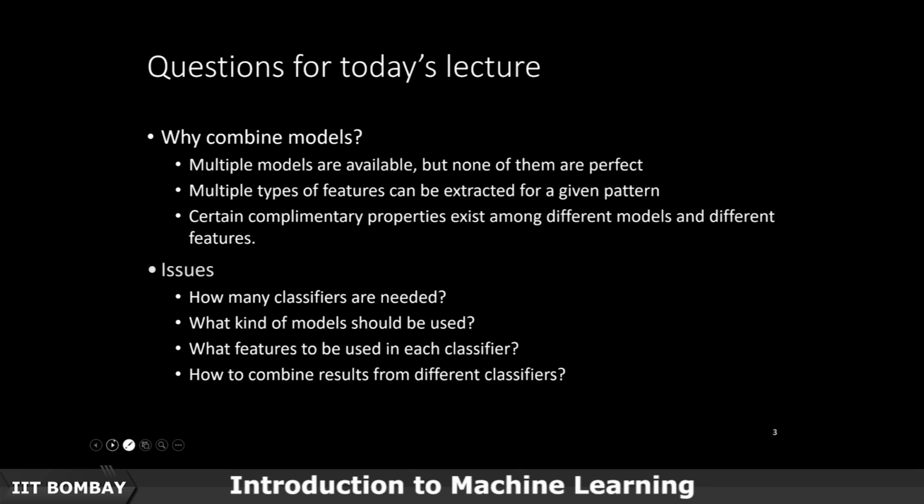Now once we start combining models, there are different issues that come to mind. How many classifiers or models should we have? What kind of model should we have, and what kind of features should be used for each classifier or model, and how do we combine different classifiers? Here I'm just using classifier as an example, but we will also see that the same kind of model combination can also be done for regression.